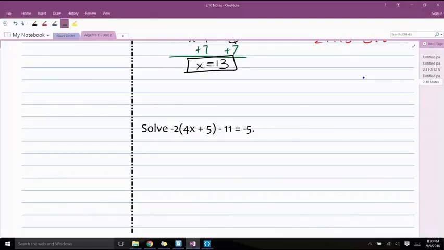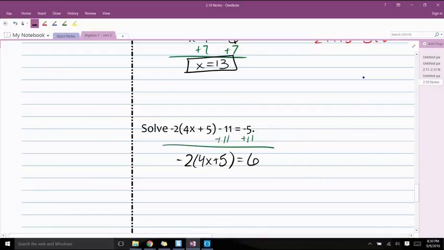Okay, so my approach, I'm going to slowly unravel everything outside. So I'm first going to get rid of my negative 11 by adding 11 on the left, which means I add 11 on the right. Then I'm going to have negative 2 times the quantity of 4x plus 5 equals 6. Still unraveling what's outside my grouping symbols because we know those would come first when we make the equation. This would be multiplying by negative 2, so I'm going to divide each side by negative 2.